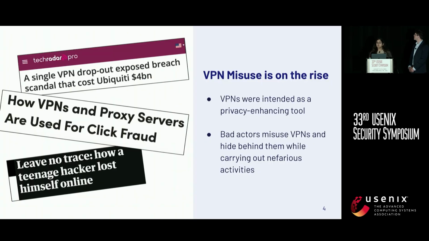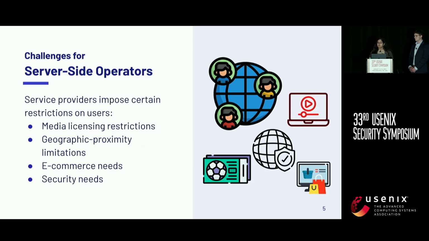However, as VPNs grow in popularity, we also have to note that there is another side to their use. While they were initially intended as a privacy-enhancing tool, some bad actors are also misusing VPNs to hide their identity while carrying out attacks or other nefarious activities against service providers. These service providers also have a variety of reasons to impose restrictions on the usage of their services, for instance, including media licensing restrictions, geographic limitations, e-commerce needs, apart from the security reasons.